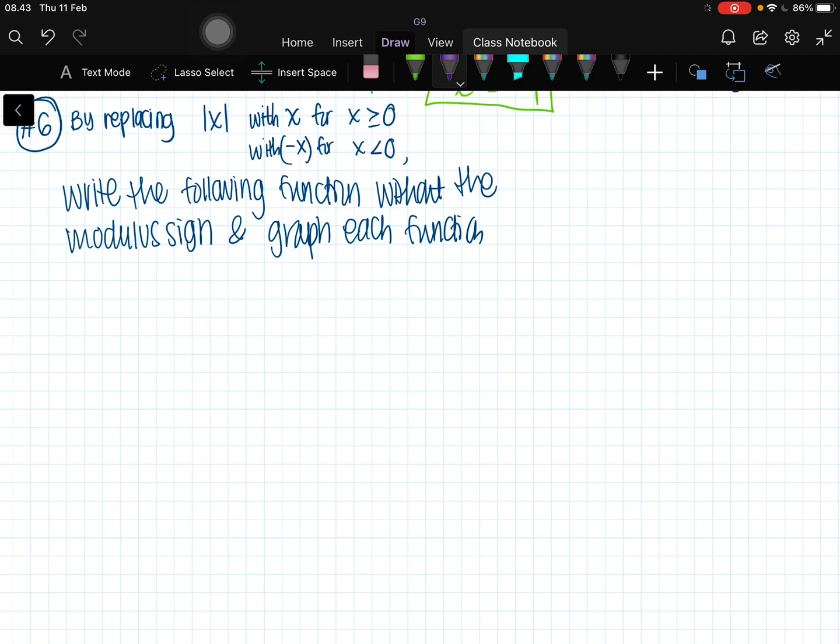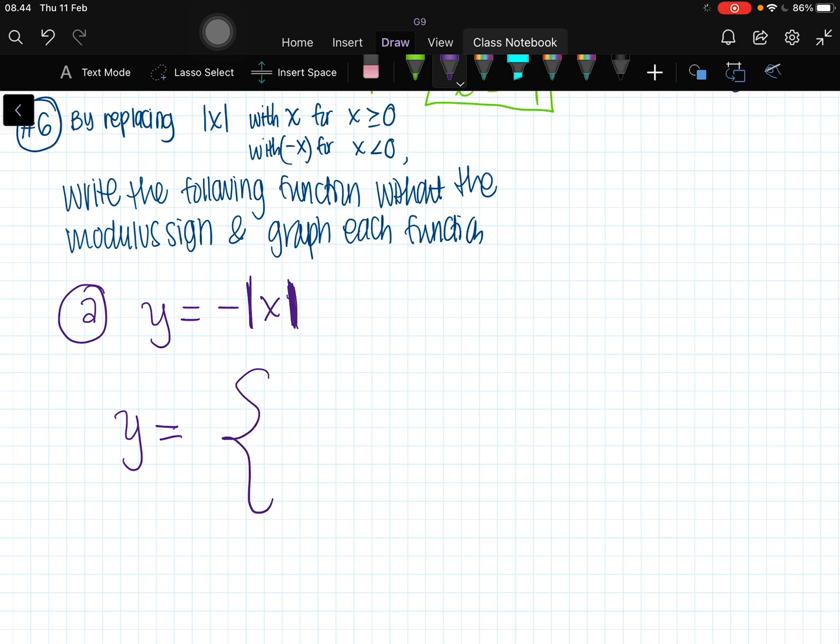So it says by replacing absolute value of x with x for x is greater than 0 and then -x for x is less than 0, write the following functions without the modulus sign and hence graph each function. So I'll do A here. Okay, so they want you to rewrite this without the modulus sign, without this here. Okay, so just let y equal this.